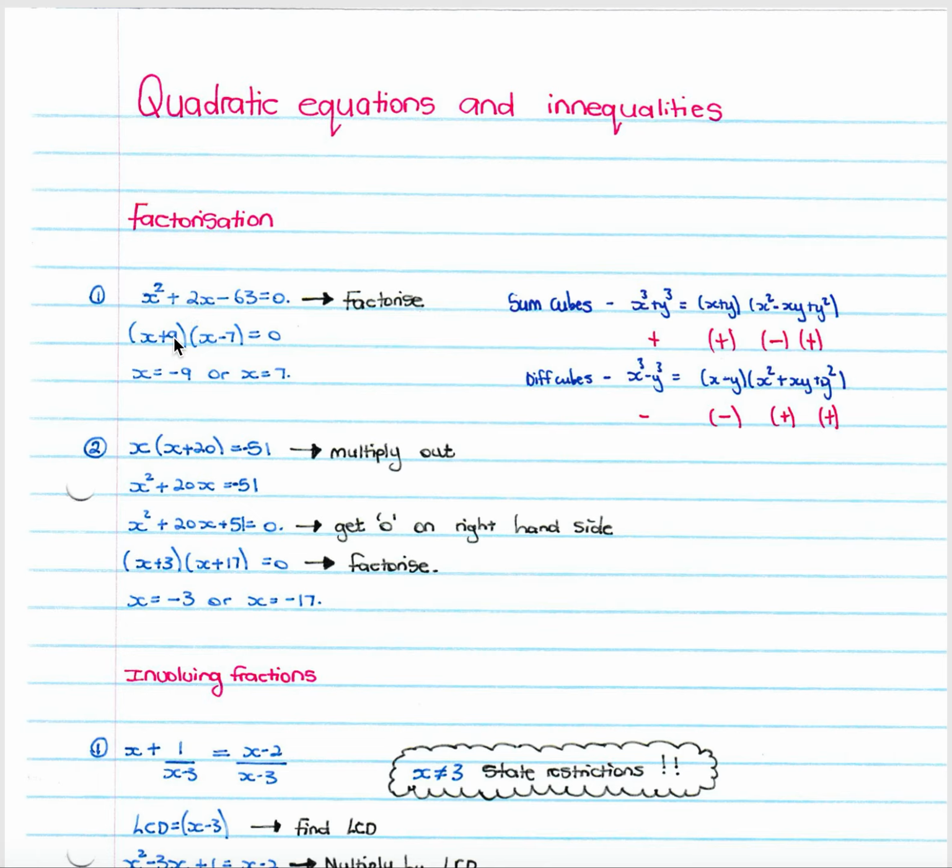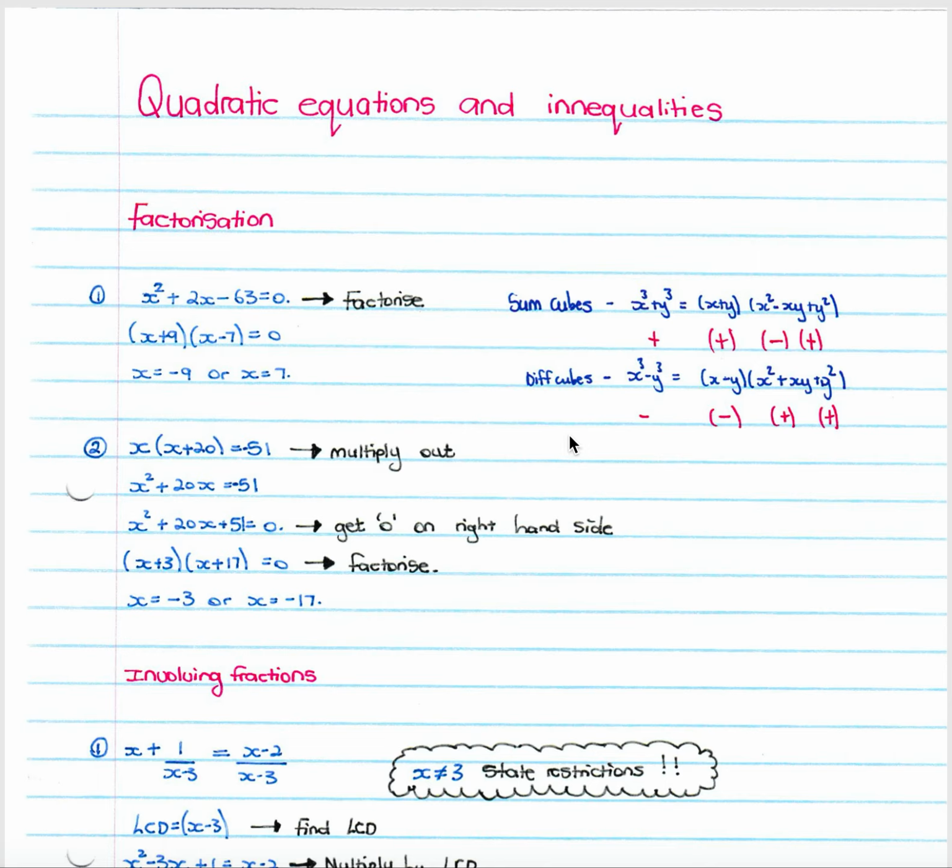And then obviously you switch your signs. The x value that makes each bracket 0 will then be your answer. In a more complicated one, something like this, you will need to multiply it out to get it into its x squared, coefficient before an x, and a constant. Then you simply move all your terms to the left hand side to get a 0 on the right, and you factorize as done above to get your values.